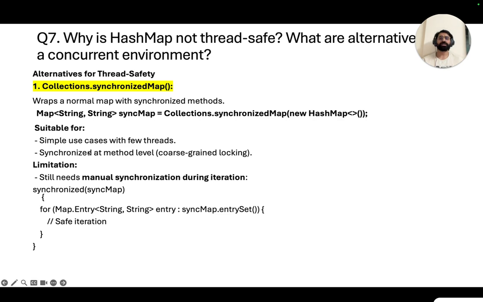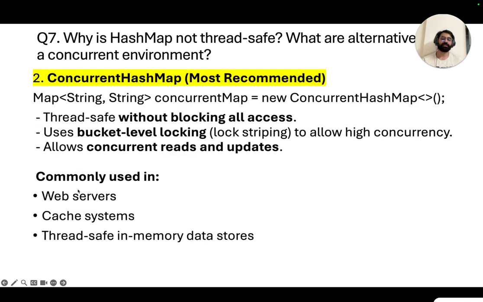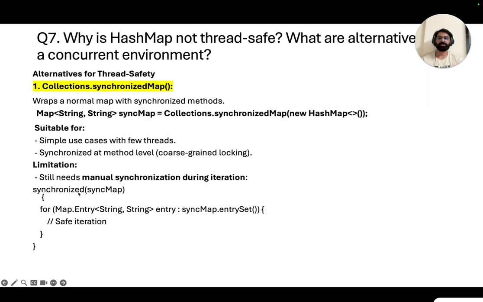Okay, so it provides method level locking. So the limitation is it still needs manual synchronization during iteration, because you need to synchronize this block manually, right? Like the synchronized keyword you have to use, and inside that you have to do the iteration. So this can be useful if there are very few threads in your scenario, then you can go with Collections.synchronizedMap. But this is not very useful in an actual multi-threaded environment.